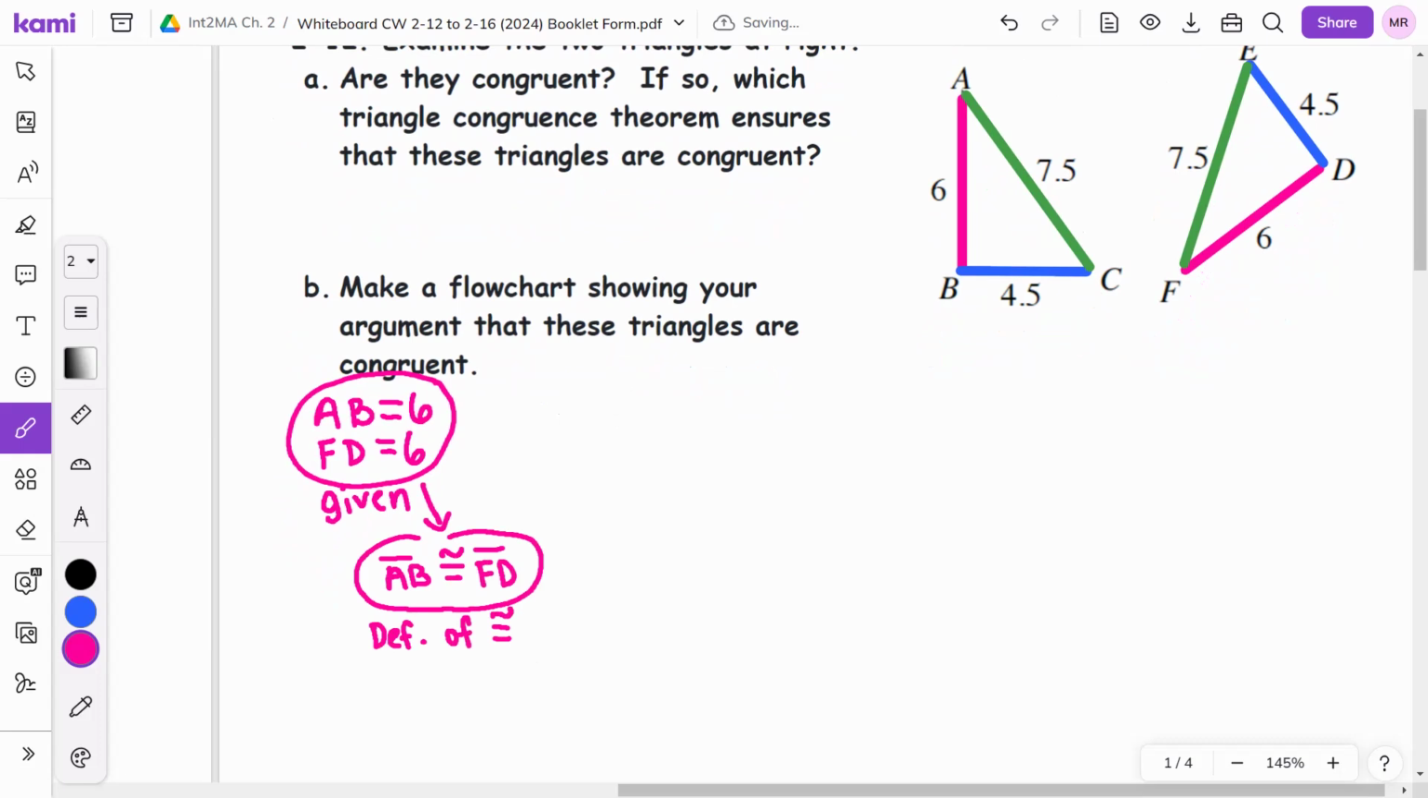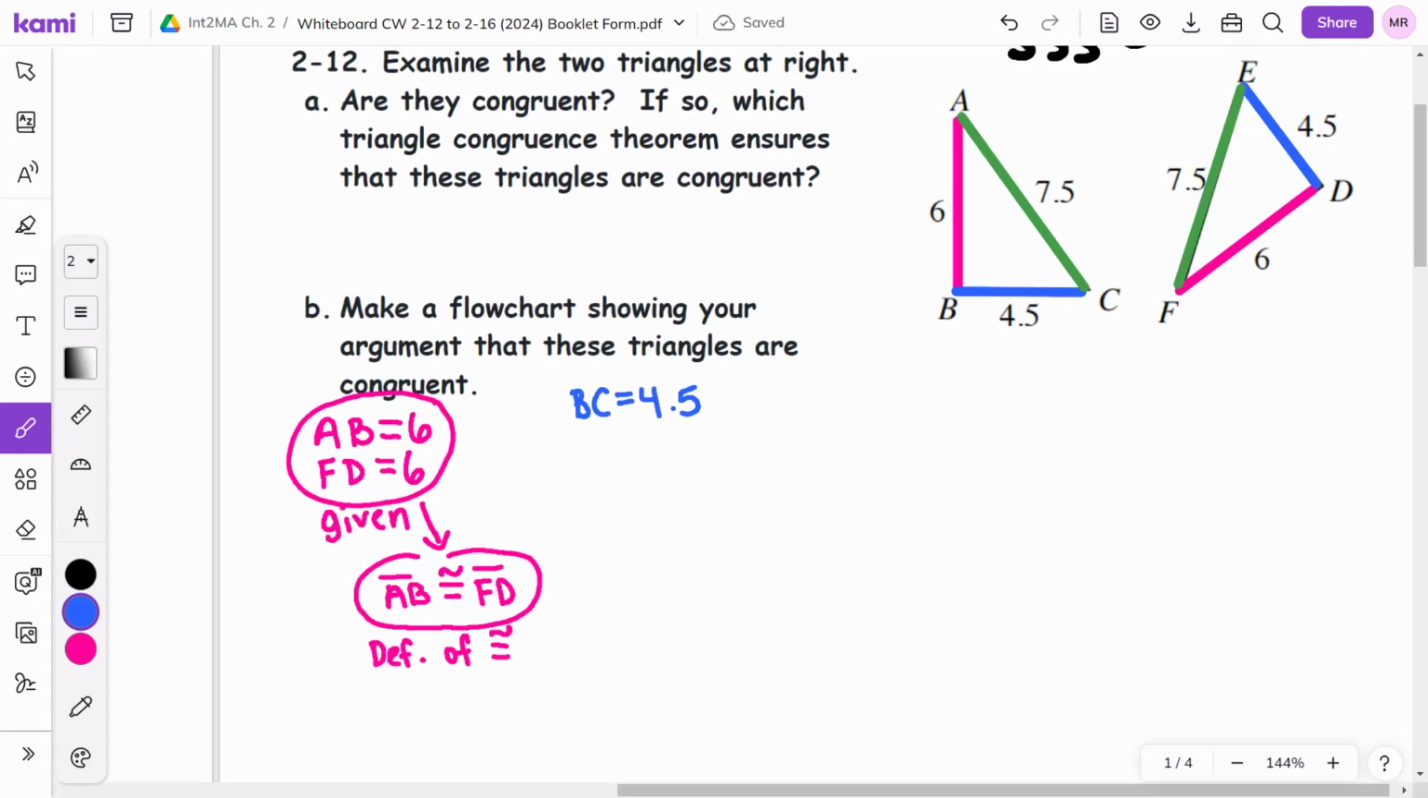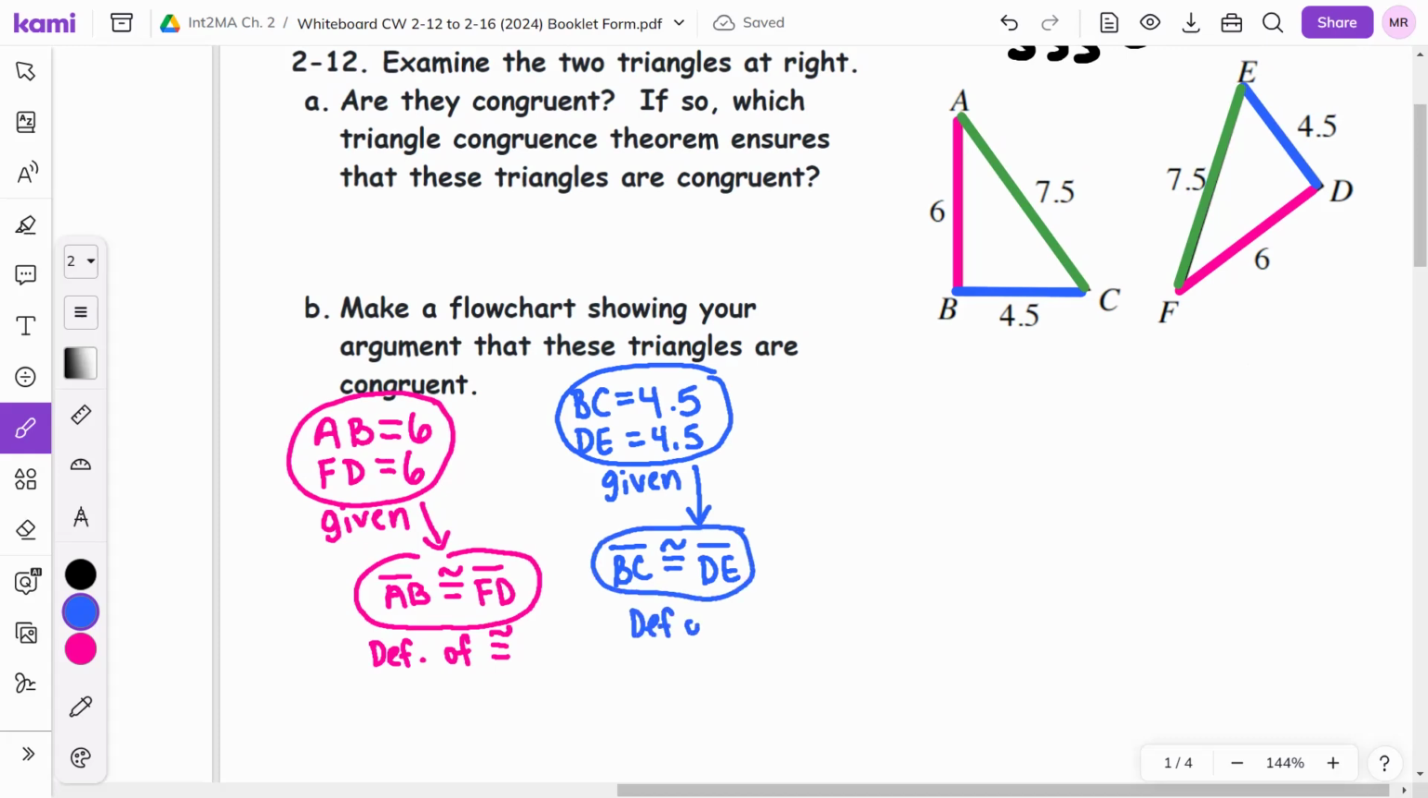Now I'm going to do the same thing with the next side, BC. So the length of BC is 4.5. Now, again, I want to keep that order in the other triangle. So in the other triangle, BC would correspond to DE. So DE is 4.5. Reason given. This is leading to the statement that line segment BC is congruent to line segment DE. Again, the reason, definition of congruence.